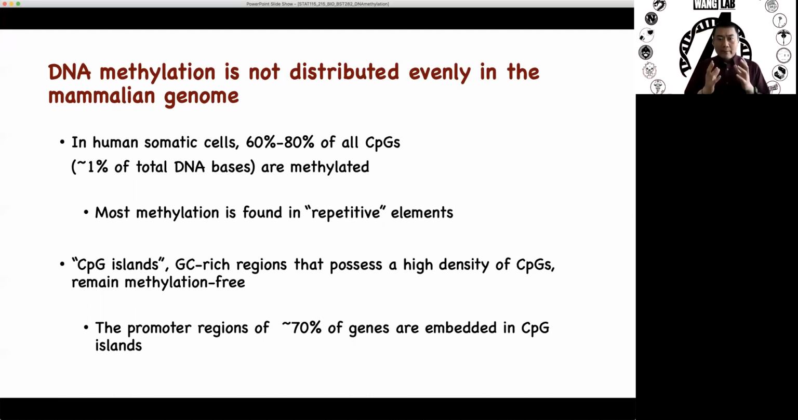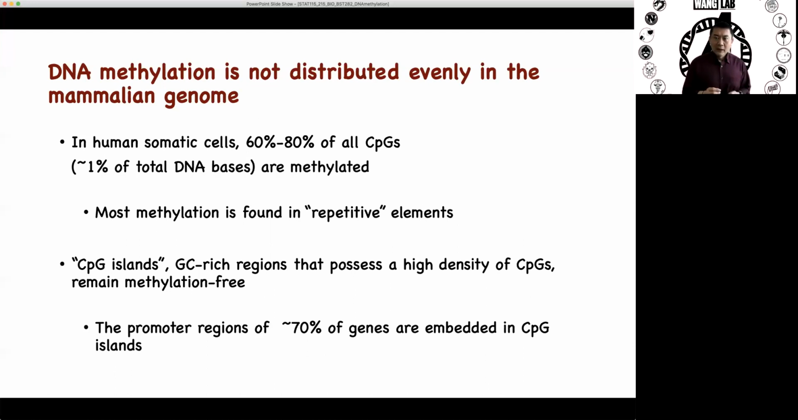CpG density in the genome is also very uneven. Overall, CpG is very depleted, except in CpG islands. These are CpG-rich regions that usually have important regulatory roles. For example, 70% of gene promoters are in CpG islands. These regions are often kept unmethylated.